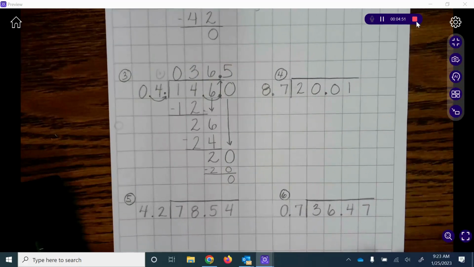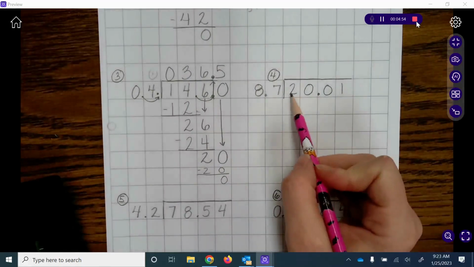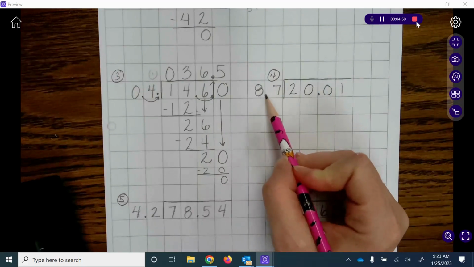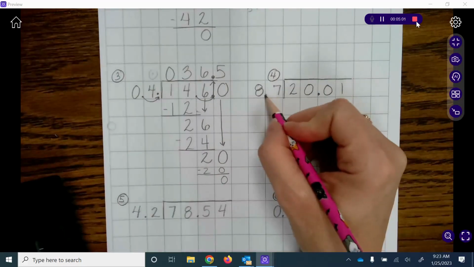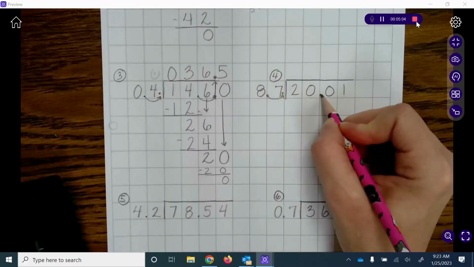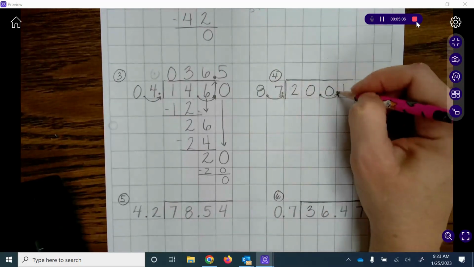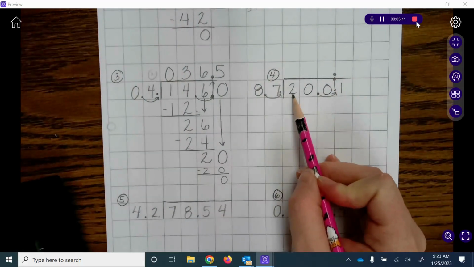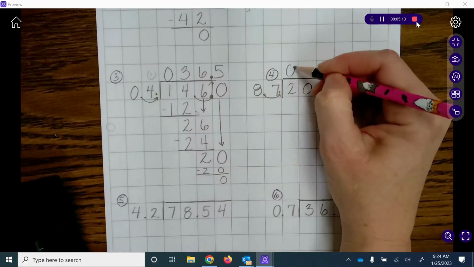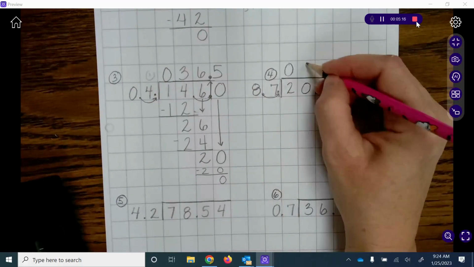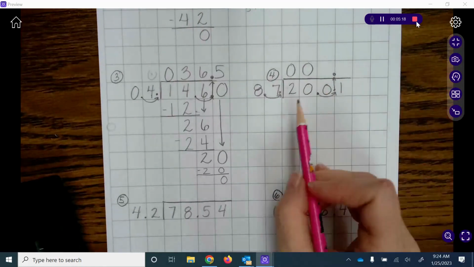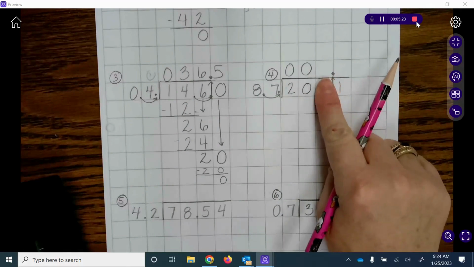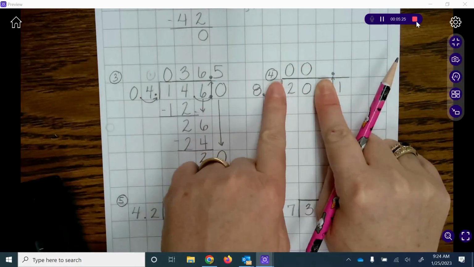Question number 4. We have 20 and 100 divided by 8 and 7/10. I'm going to move the decimal point over once and once. Bring it right into my quotient. 87 cannot divide 2, so I write a 0 above the 2. It cannot divide 20, so I write a 0 above the 20. It can divide 200. So what I'm going to do is cover up the last digit of both numbers.